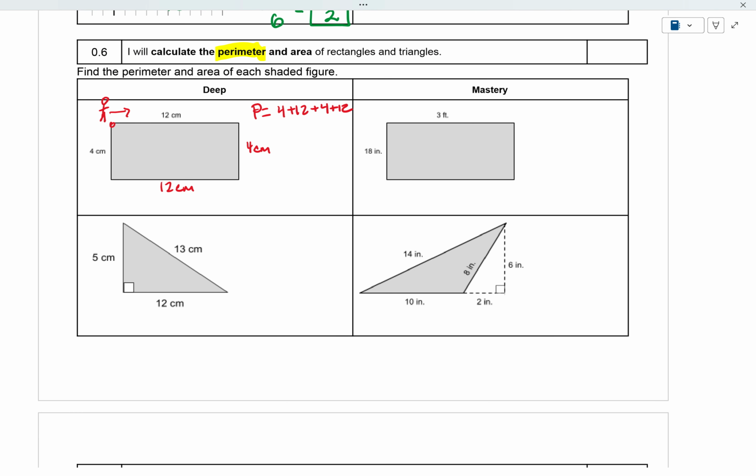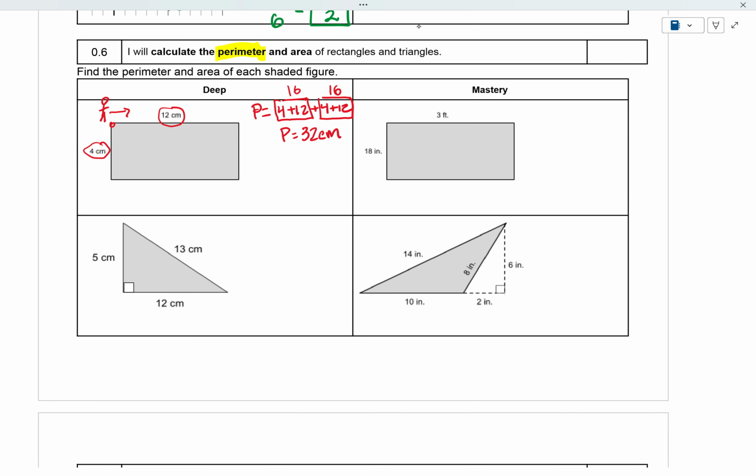There are easier ways to do it. For example, you might see that there's 4 and 12, and you could say, oh, I know that 4 plus 12 is 16. Well, that means I got to run 16 more to get all the way back. So the total perimeter here is 32 centimeters. Cool. Now, let's talk about area.